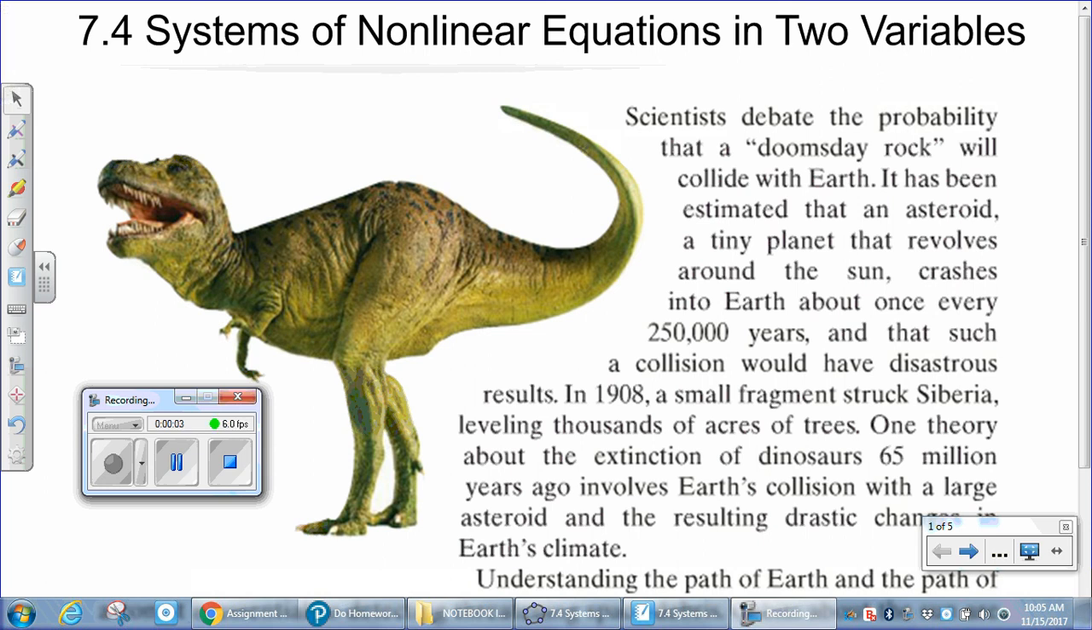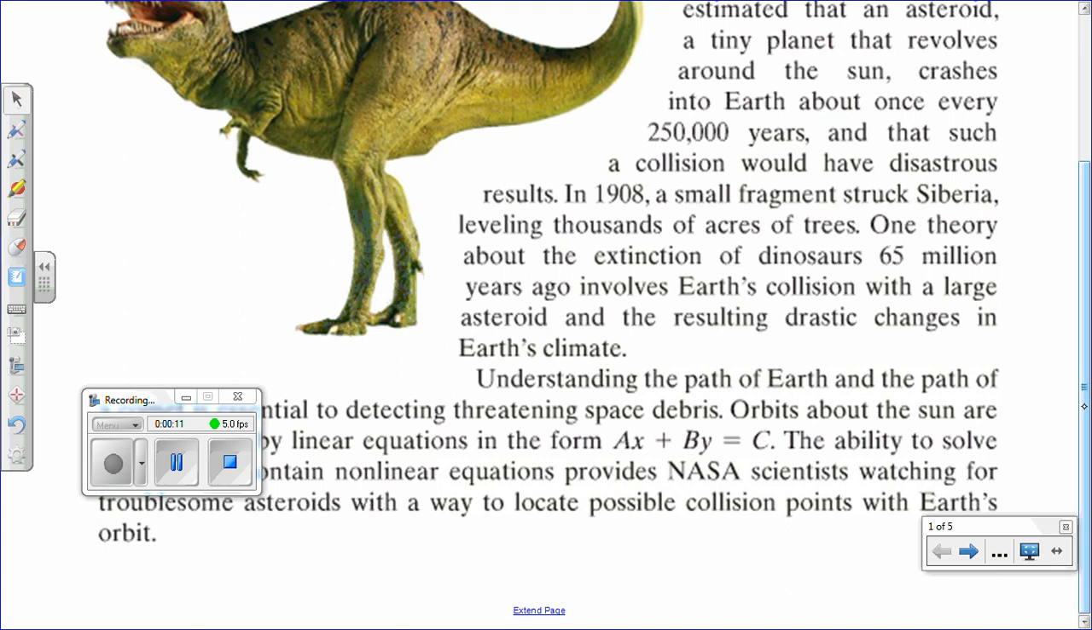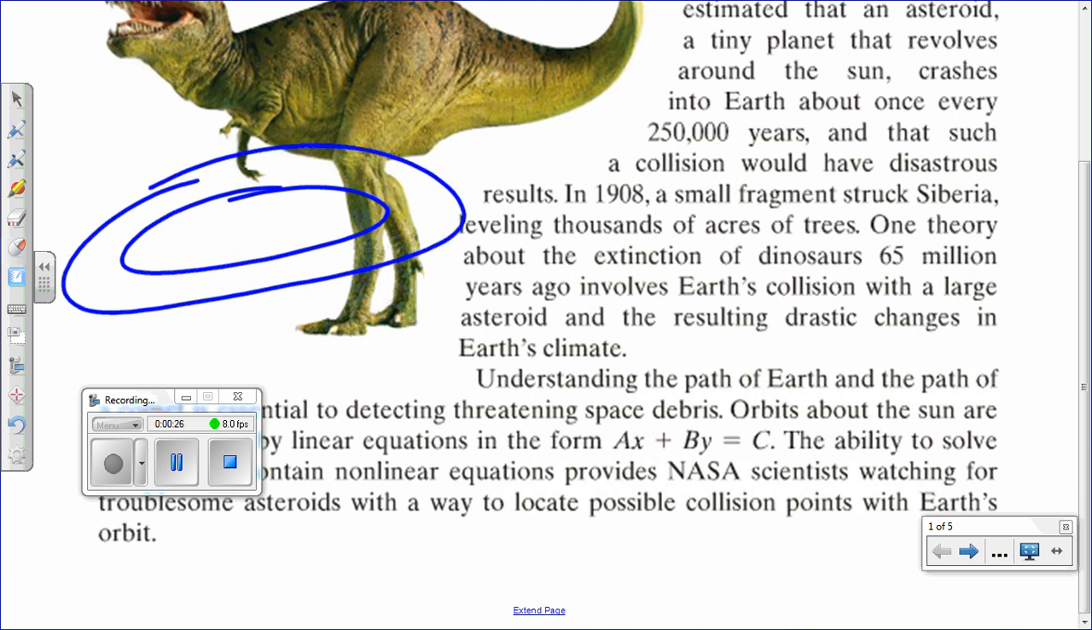This video will cover section 7.4, which is Systems of Nonlinear Equations in two variables. The introduction of this chapter talks about the path of a comet. As you know, some things orbit in an elliptical pathway or shape, like planets. And here's the sun. Other things, like a comet, orbit in a parabolic path.